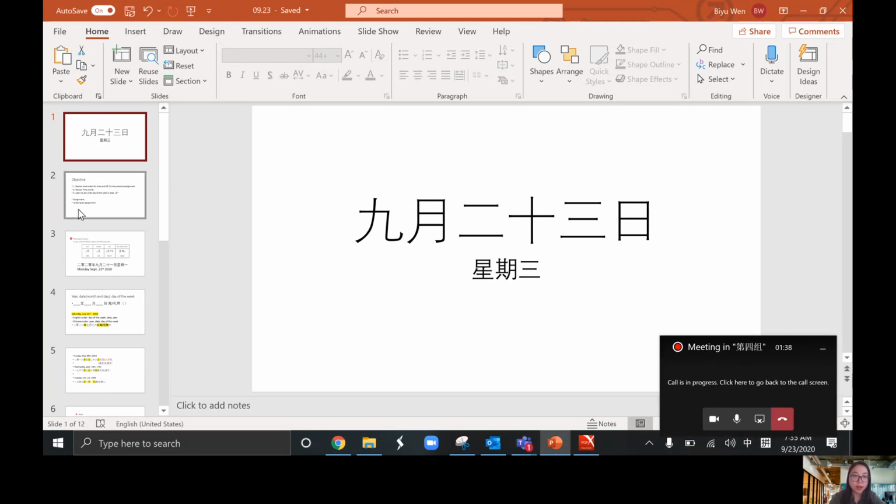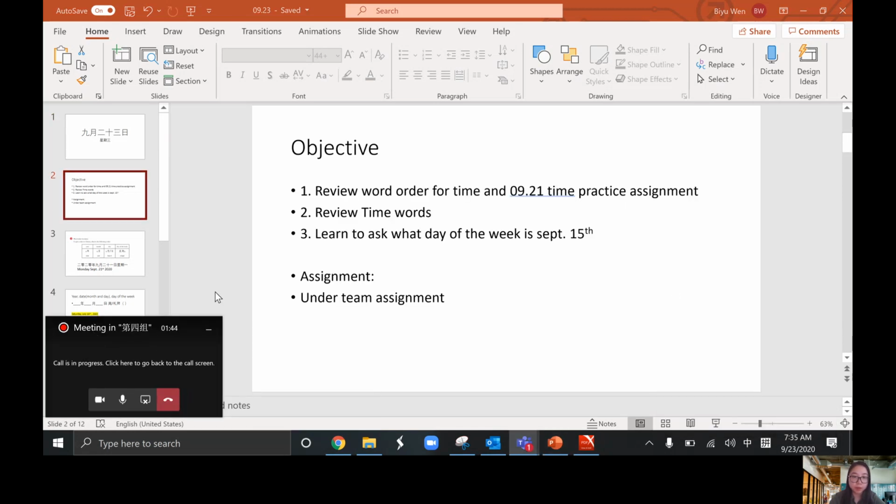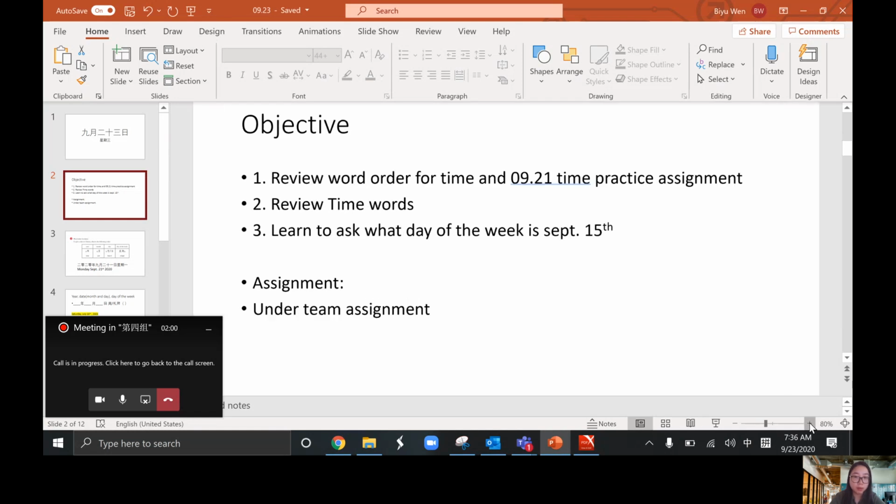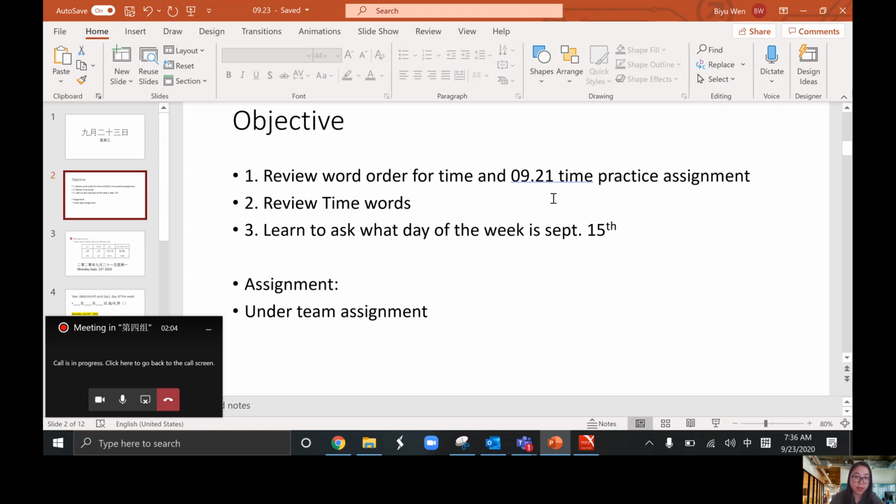Okay, let's look at the objective today. So first, we will review word order, like I said, especially on the assignments that you turned in and I just graded. For those assignments, if you think you didn't learn it clearly and you want to redo it, you can do that if your grade is very low. And review time words, and then we are also going to learn how to ask what day of the week, for example, is September 15. And then the assignment will be under time assignment.